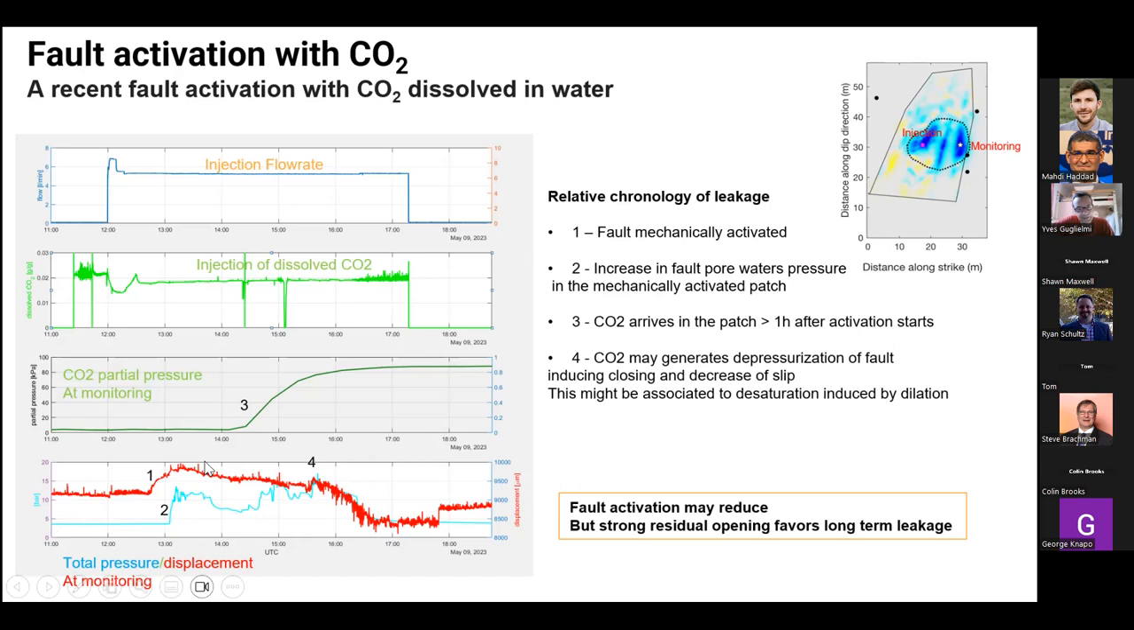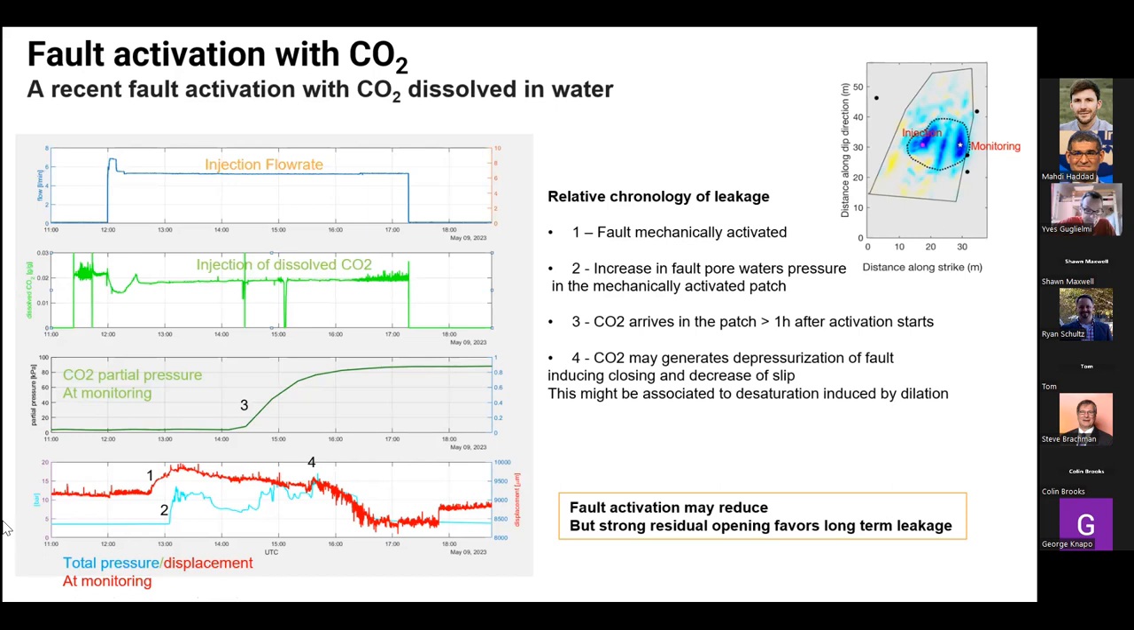And the red curve is here. I'm showing just the total displacement of the fault. So obviously, we confirm here that we first see a displacement of the fault. And after several minutes, we see the pressure increasing in a very complex way at the same point. And then after the pressure increase, what you see, if you go to the graph just above, the dark green graph, it's the CO2 partial pressure, which is monitored at the same point. And you see that the CO2 that we are injecting at the red point is only arriving, I would say, about 1 hour after we have started to activate the fault 18 meters away from the injection, okay?